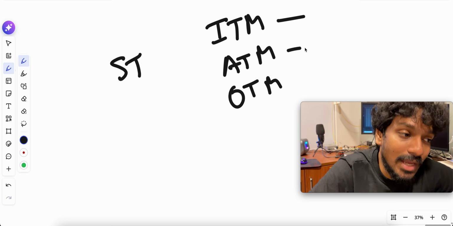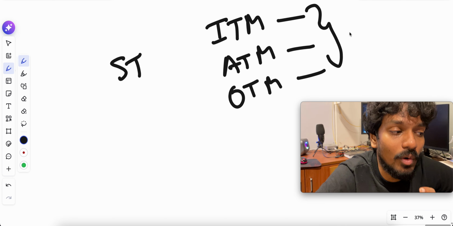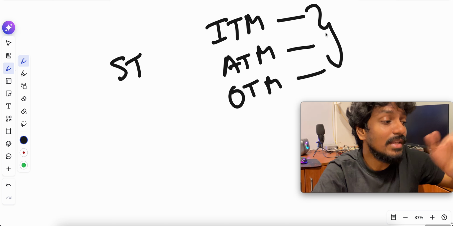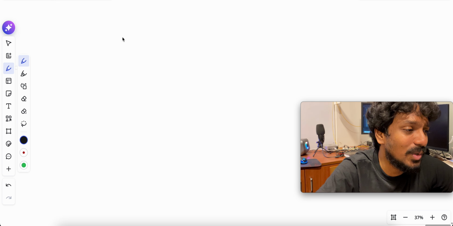So ITM, ATM and OTM. These are all the money, which is followed by the current price. Okay, so let's go a little deeper. What is ITM, what is ATM and what is OTM?